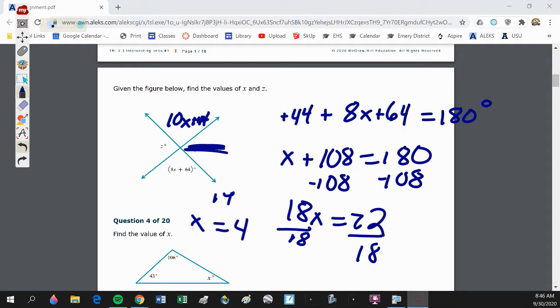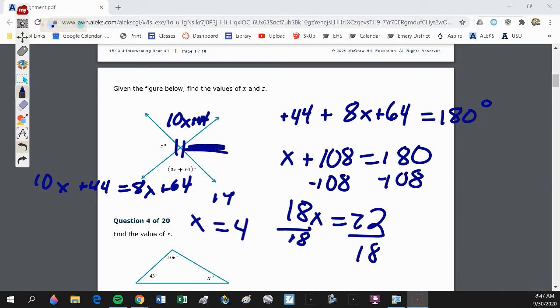Yeah, there are actually a lot of correct answers to that. So, well, no, I guess so. I lied. Back up. Forget I said that. So you could set those equal to each other. So you could say 10x plus 44 is equal to 8x plus 64. That would work.